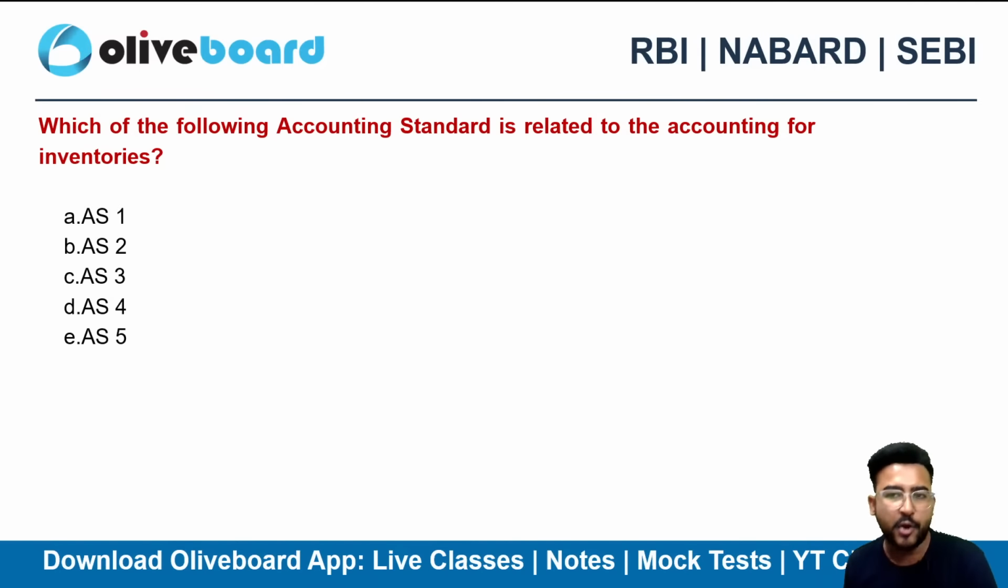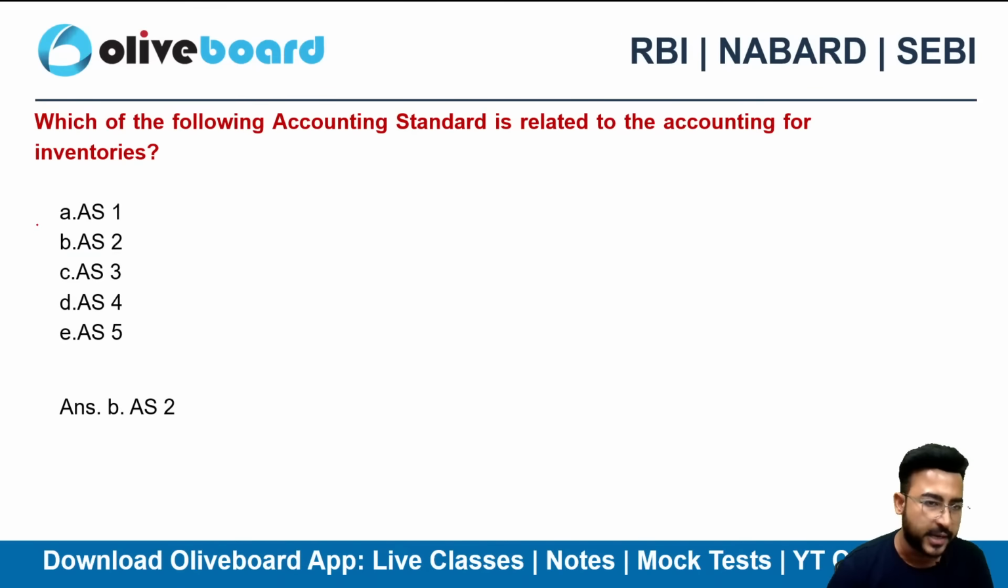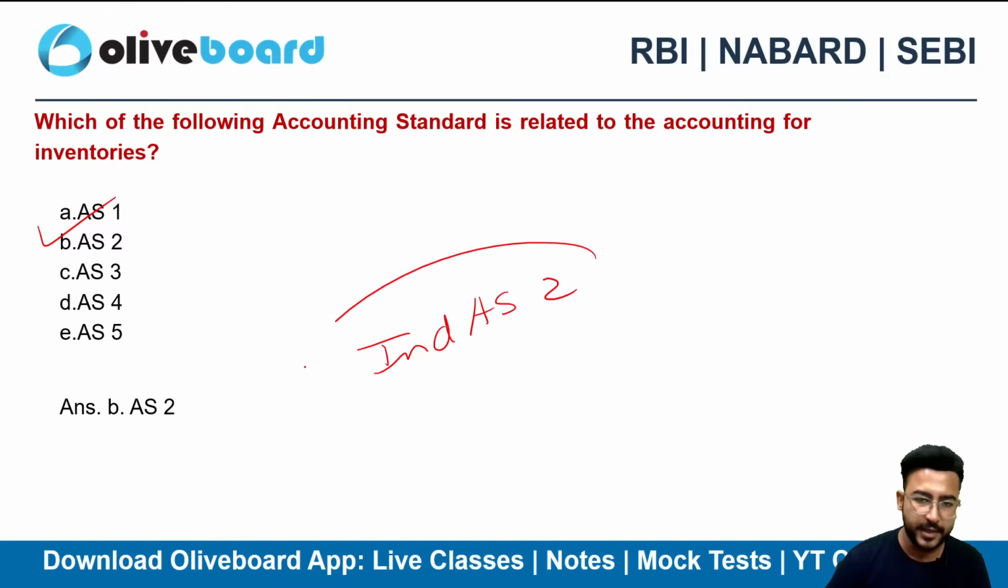Can you tell me the accounting standard for inventory? It is very, very simple. AS2. Right, accounting standard 2, and the Ind AS is also 2.